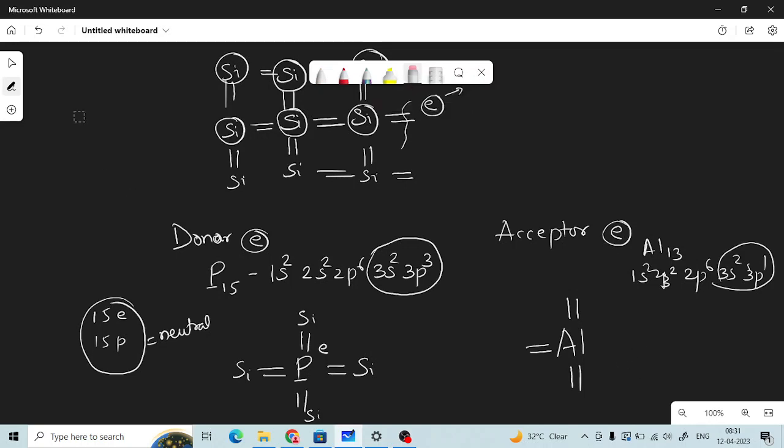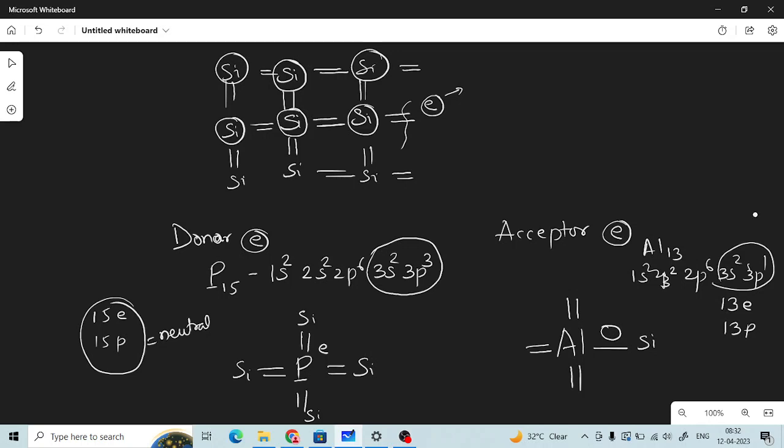It cannot form 4 bonds, it can form only 3 bonds, and there will be one electron coming from the silicon, but there is no electron from the aluminum. So this is a vacancy. But remember, again we have a total of 13 electrons and 13 protons. So again this structure is also stable. It is electrically neutral.